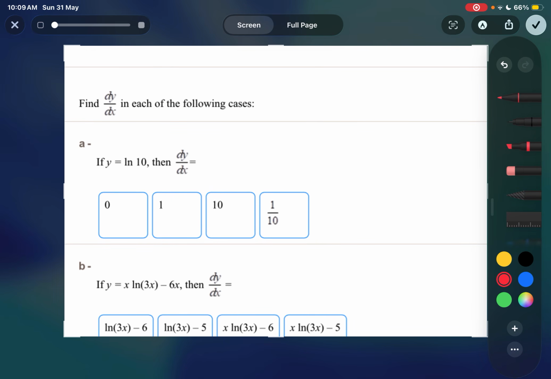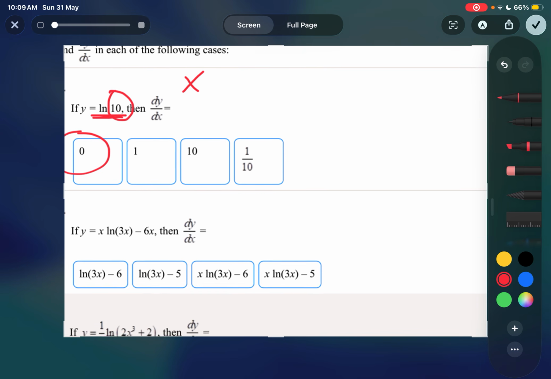So here for part A, they say y equals ln 10. The derivative of this is 0. Why? Because it's the ln of a number. There's no variable, no x or y. The derivative of a number is always 0. So the answer here is 0.